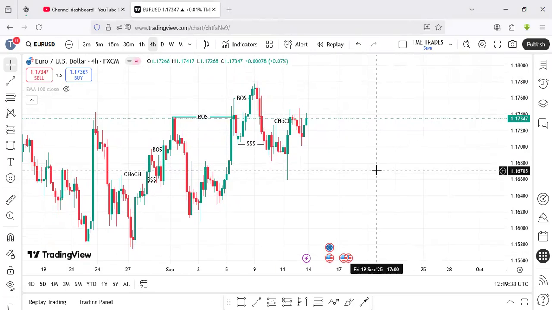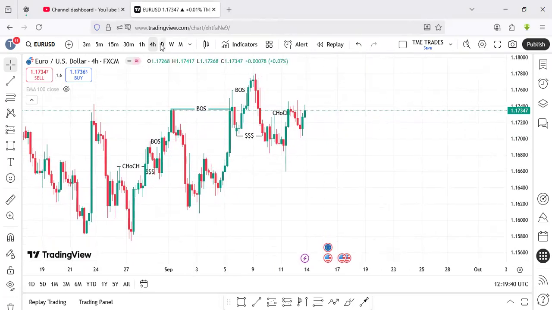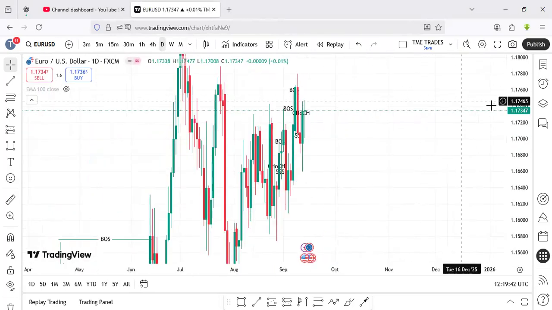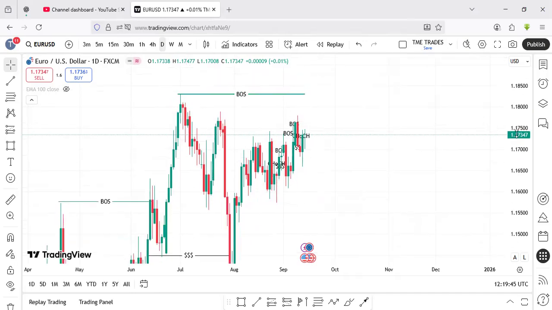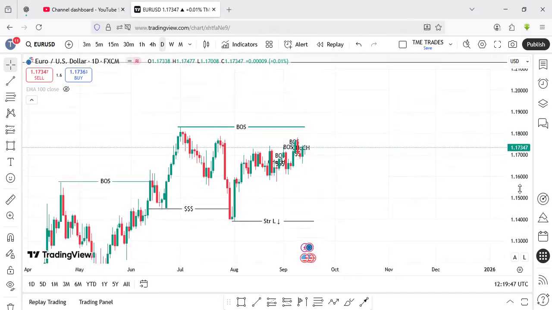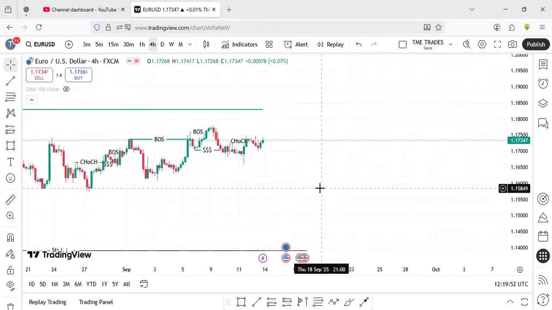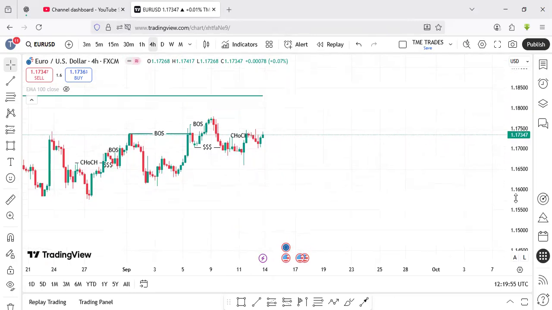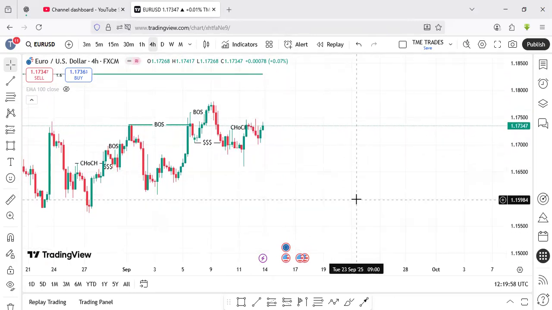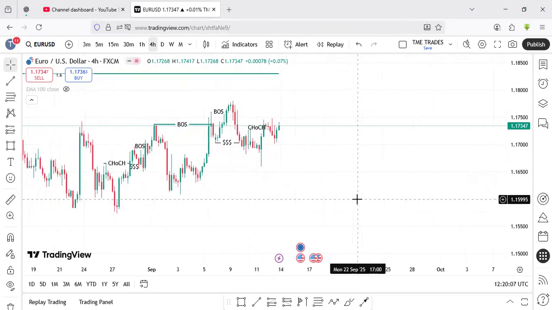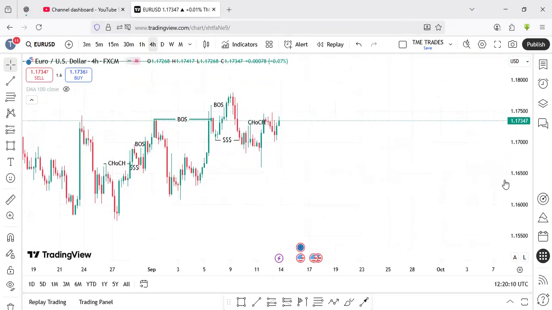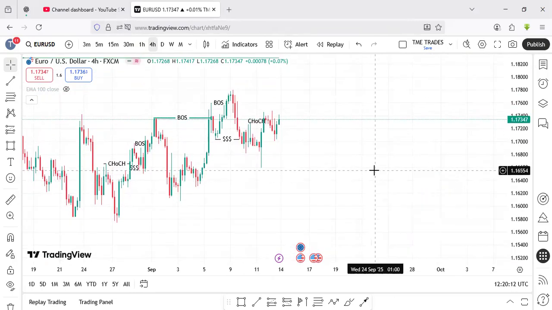Now let's go to our daily time frame. We can see that this market is in a very good uptrend. Whenever the market is in an uptrend, meaning it is creating a series of higher highs and higher lows, what are you supposed to be looking for? Buy opportunities, because trading against the trend is always risky in the market.